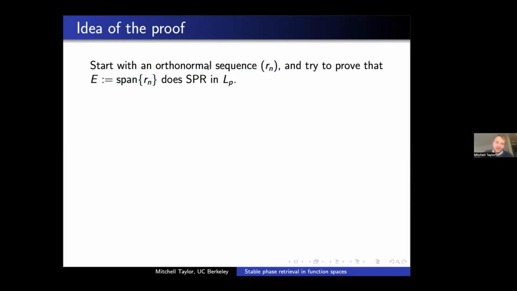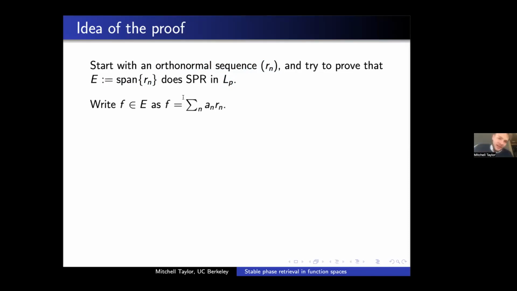And this is legitimate, by the way, because I'll only consider the case p bigger than or equal to 2. And in that case, if I'm going to build a subspace doing stable phase retrieval, it has to be a Hilbert space. So this is, of course, backwards logic, but it's going to work out.